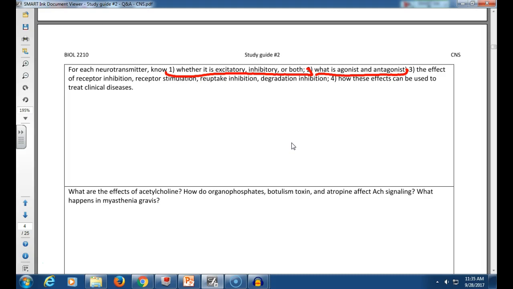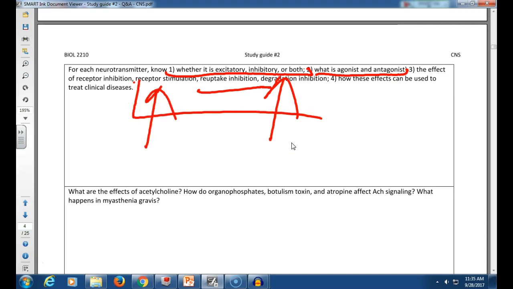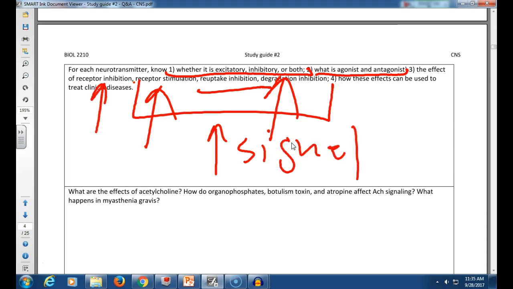When you inhibit the reuptake, when you inhibit the degradation, when you stimulate the receptors, essentially these three will increase the signal. Okay? This one will decrease the signal. How effects can be used. Remember the question about cocaine? Inhibition of reuptake, how can you counteract this? You're going to get a question like that. I promise. Okay?